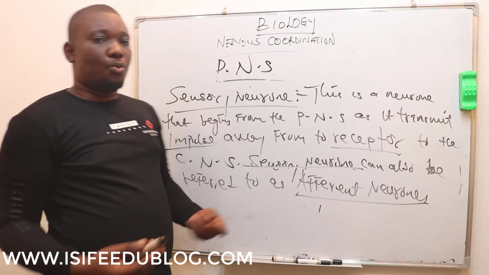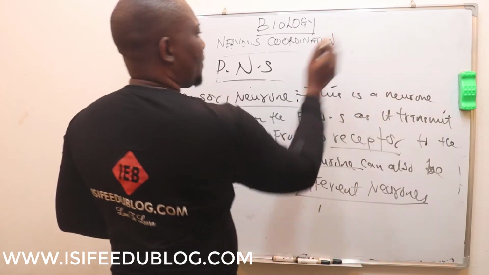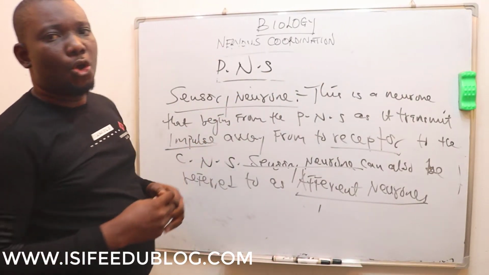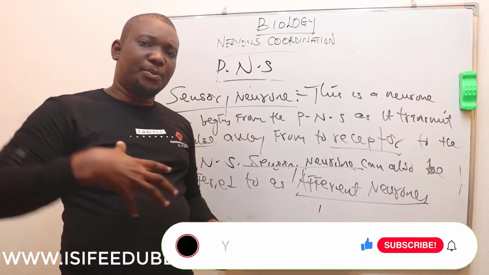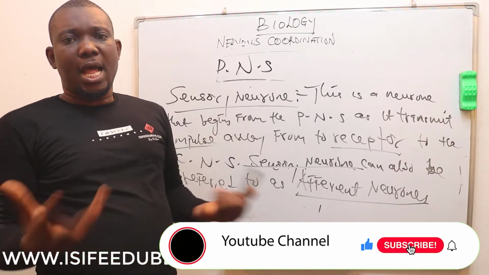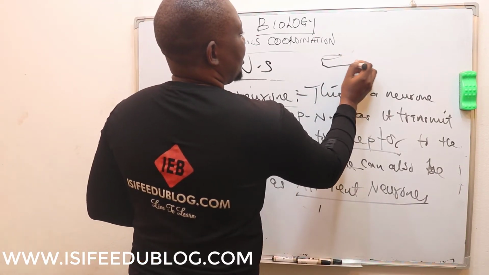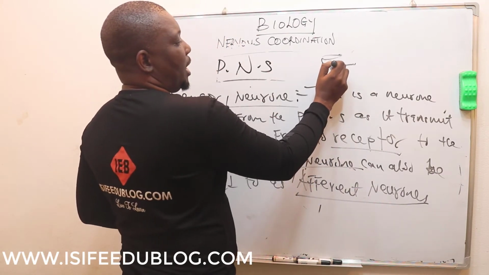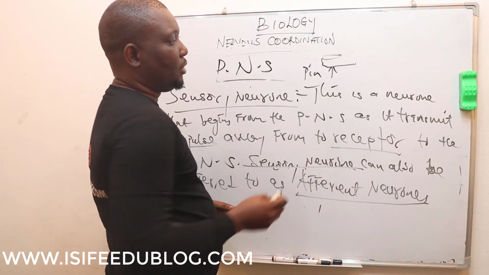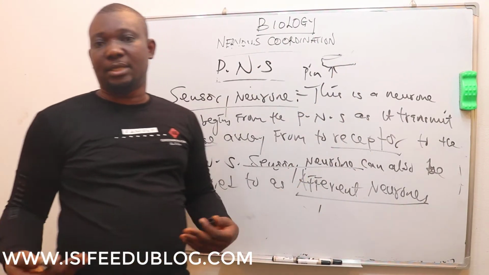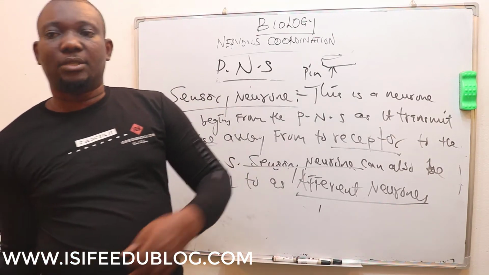Receptor. What is a receptor? A receptor is a particular part of the body that receives an external stimulus, where someone feels an impulse. I'll give you an example. If this is a finger, and this finger is somehow punctured by a pin. This is the pin. Now, the finger is not part of the central nervous system, but there are nerves that connect this finger to the CNS.